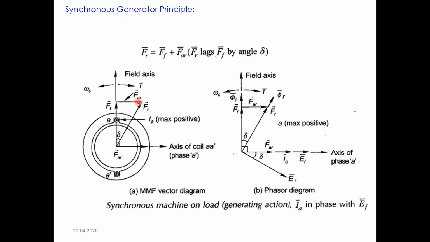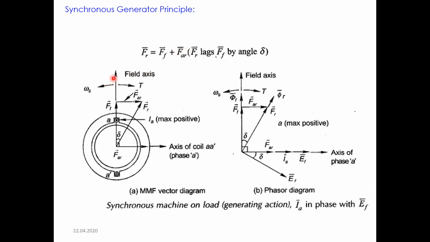So because of the current flow in the phase winding here, you have an armature reaction MMF, and this armature reaction MMF is actually 90° to the main field MMF. Because of that, you have a resultant MMF. Thus, the resultant MMF here is the phasor sum of the field MMF plus the armature reaction MMF.